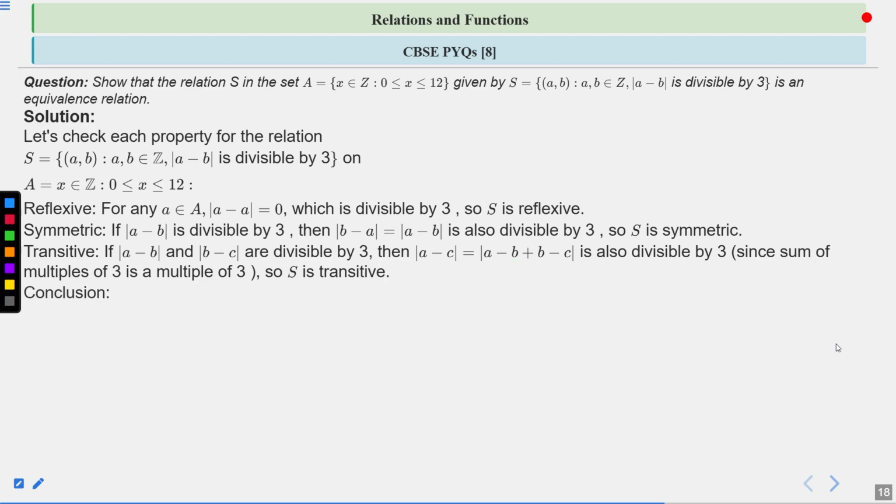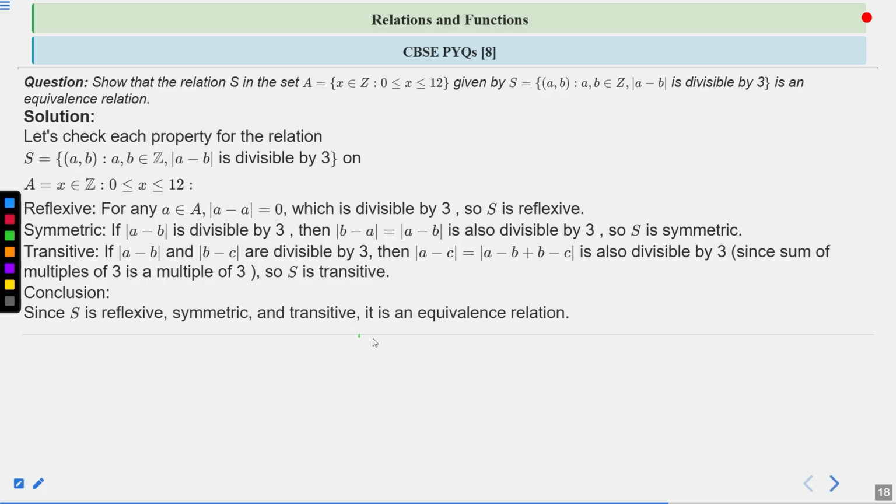So in conclusion, we can say that since S is reflexive, symmetric, and transitive, S is an equivalence relation. Okay, clear? Let us move to the next question.